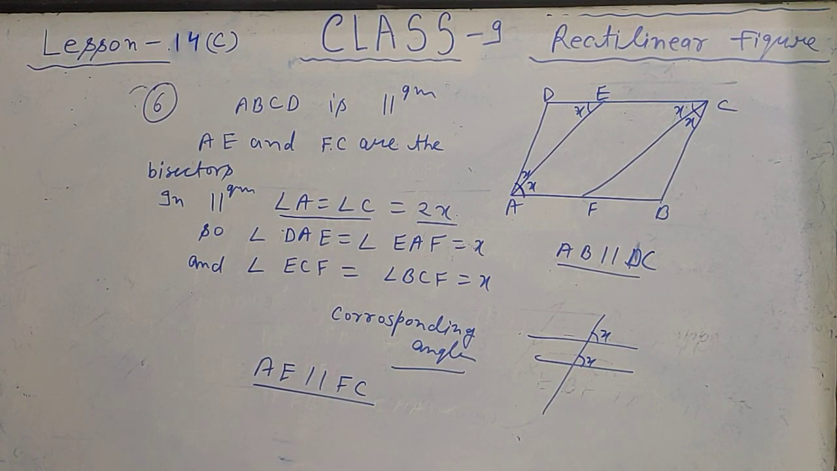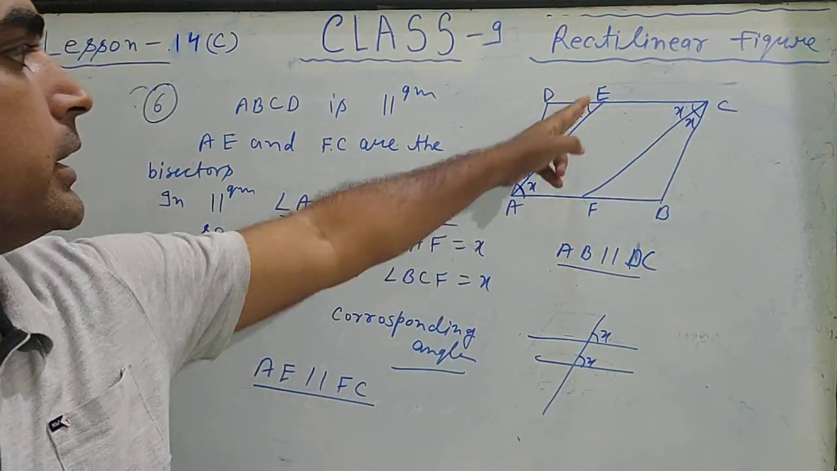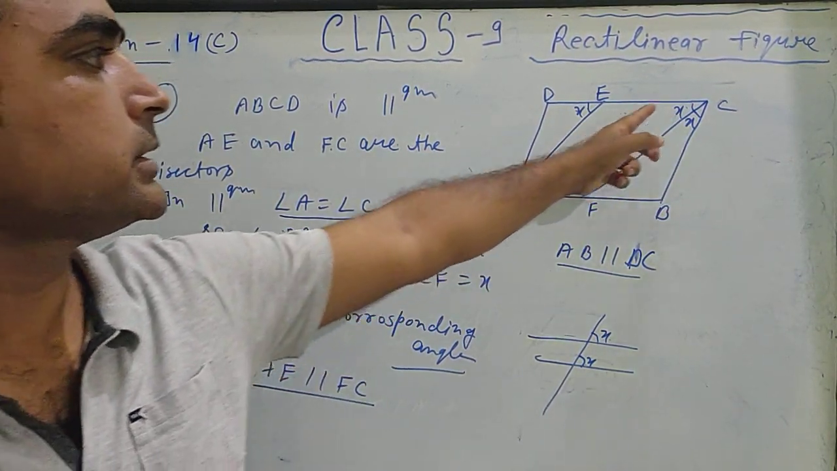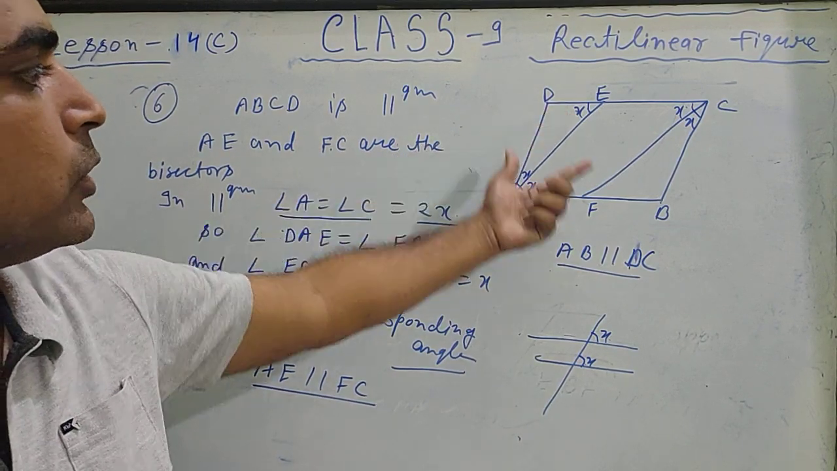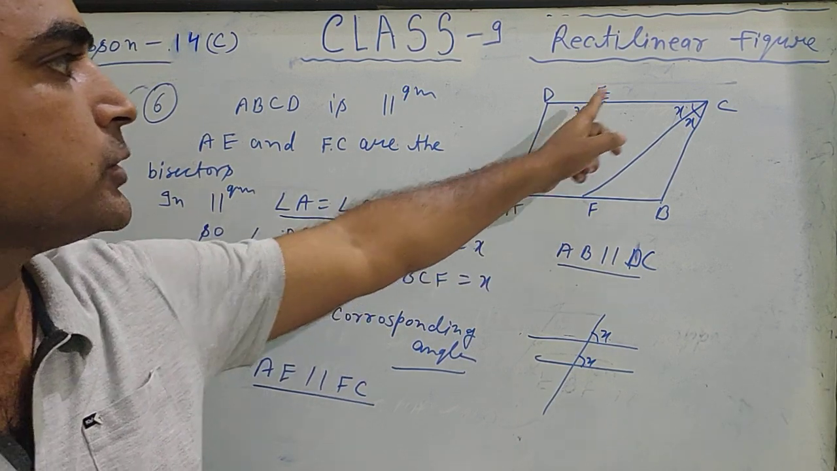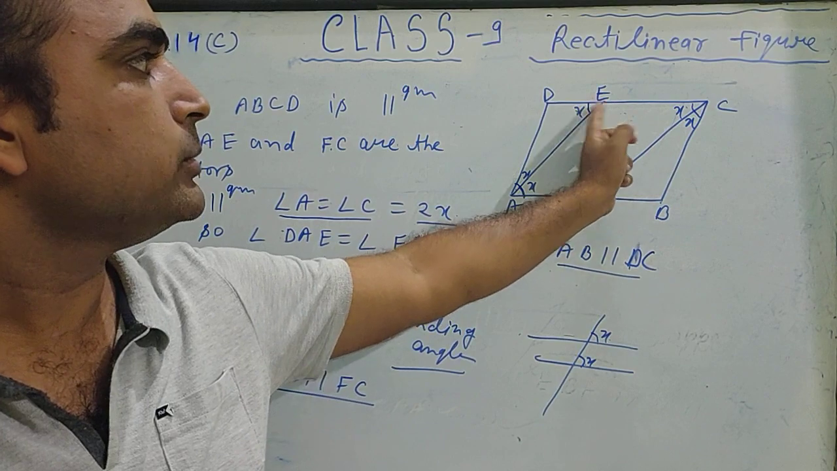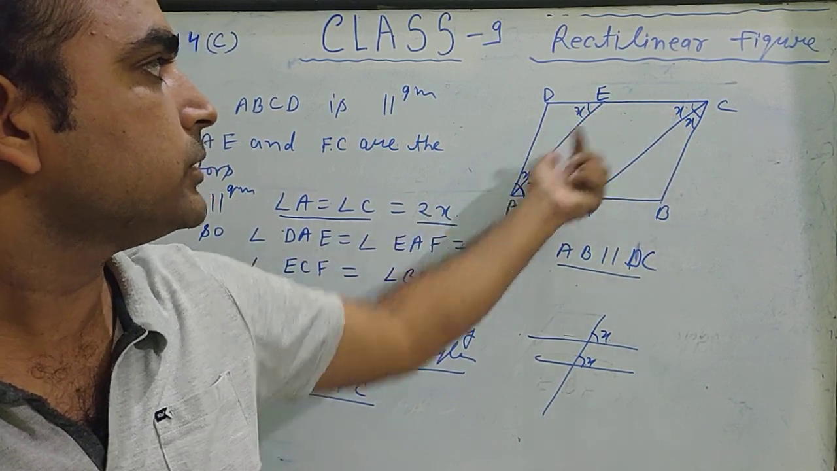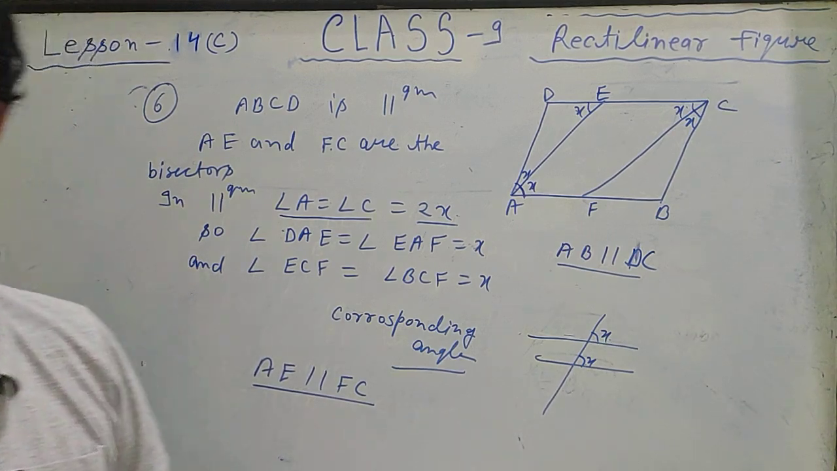Okay, very simple question. First we have to take this is 2x, this is 2x, and this is the bisector, so x and x, x and x. Now this is x, so this will also be x, because AB parallel to DC. अब ये भी x हो गया, ये भी x हो गया, ये दोनों x x मीन्स इक्वल है, और ये कब पॉसिबल है? जब दोनों लाइन पैरेलल हो, तो बस पैरेलल हो गई हमारी AE पैरेलल टू FC.